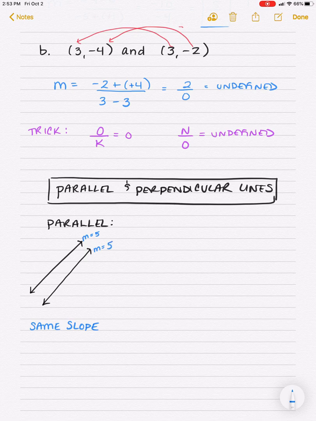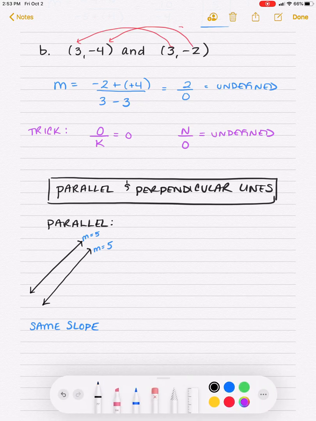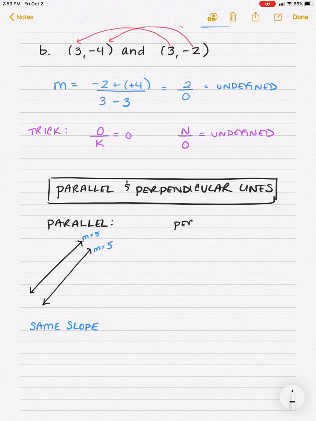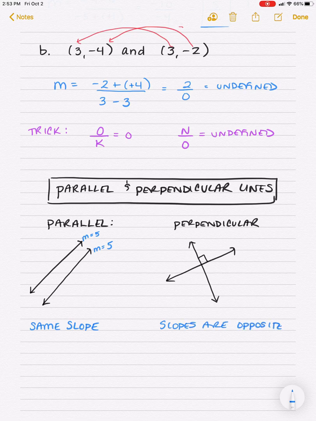And so if I'm given information about a parallel line, I can then figure out information about the slope of the line. Okay, so what about perpendicular lines? Well, perpendicular lines are going to cross. They are intersecting. But what's special about perpendicular is they not only intersect, but they intersect at 90 degrees. The slopes of perpendicular lines are opposite reciprocals.